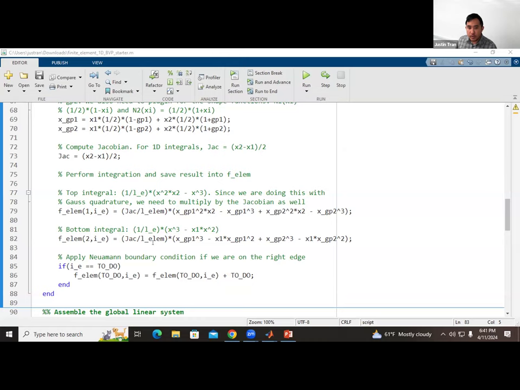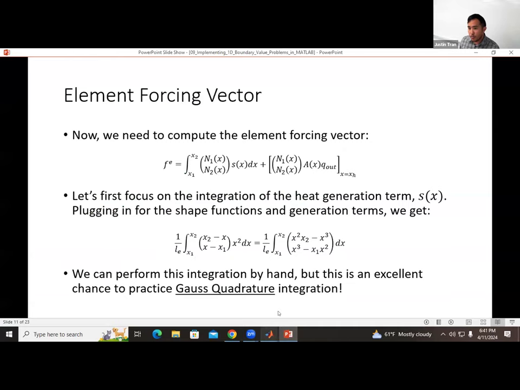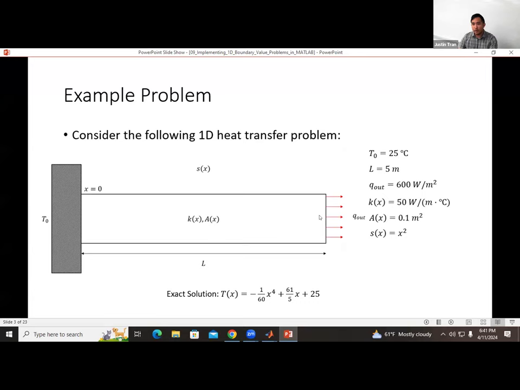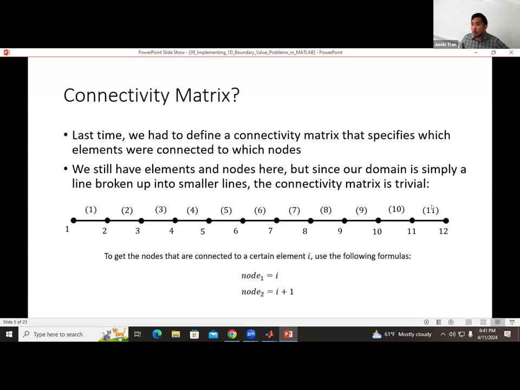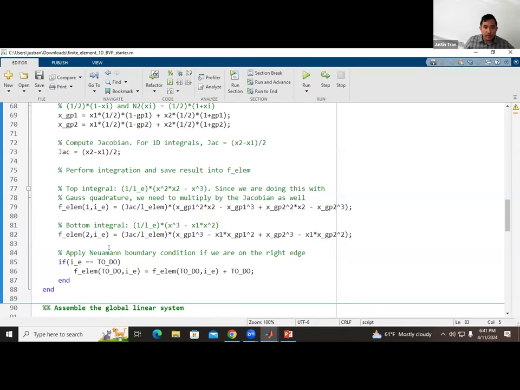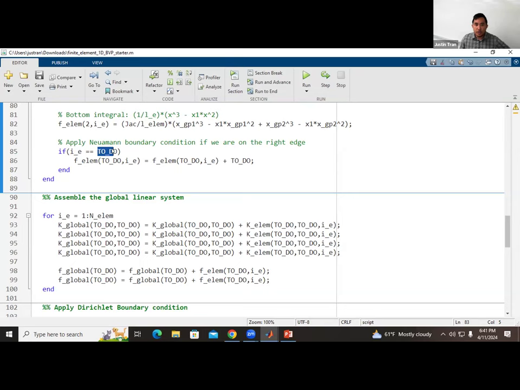Okay, now if we go back to our problem statement, our Neumann boundary condition is only being applied on the rightmost side of our domain. And so this is only applied on the rightmost element. The rightmost element has the highest element number. And so you can see here that I've used an if statement. This if statement means that we're only going to apply the boundary condition if we're on the right edge. So this only occurs on the rightmost element, and so this is if IE is equal to NLM.